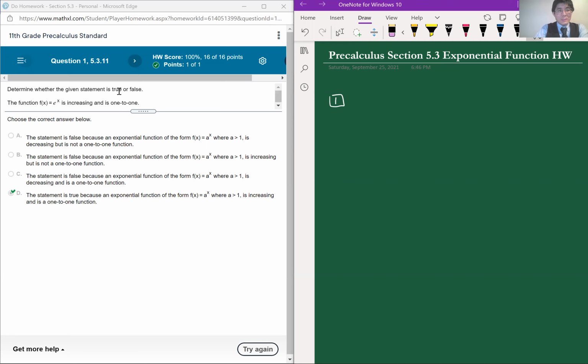Determine whether the given statement is true or false. The function f(x) equals e to the power of x is increasing and is 1-to-1. And this statement is actually true. This is an exponential function with the base e. And base e is a constant, 2.718, which is greater than 1. So an exponential function with a base greater than 1 looks like this.